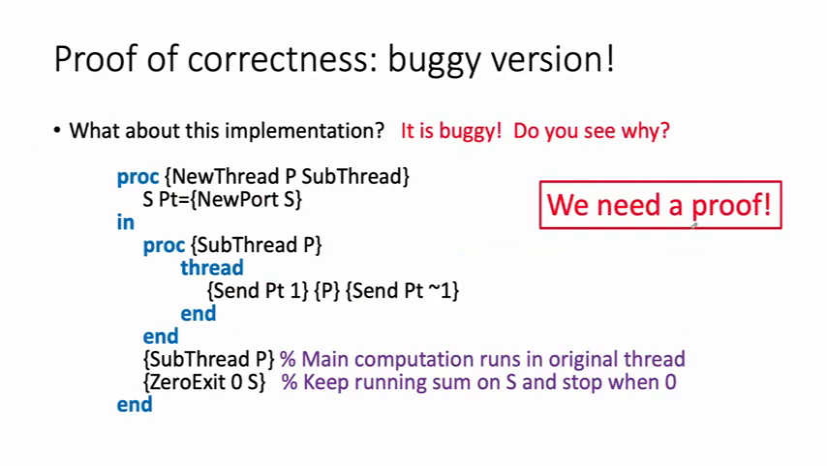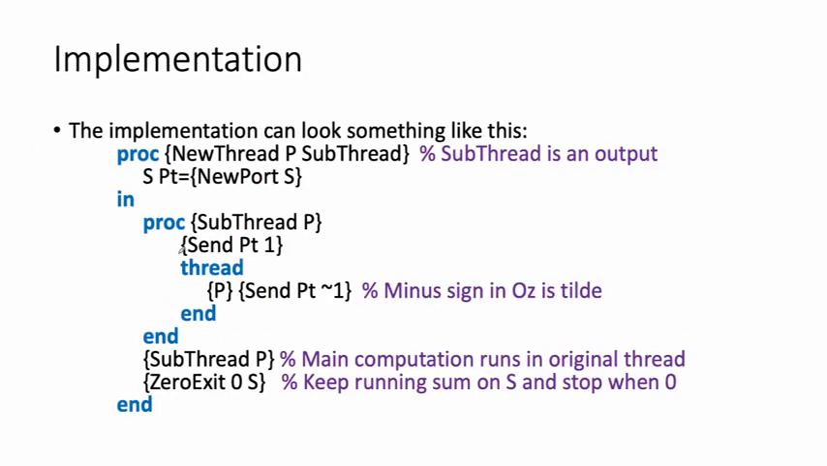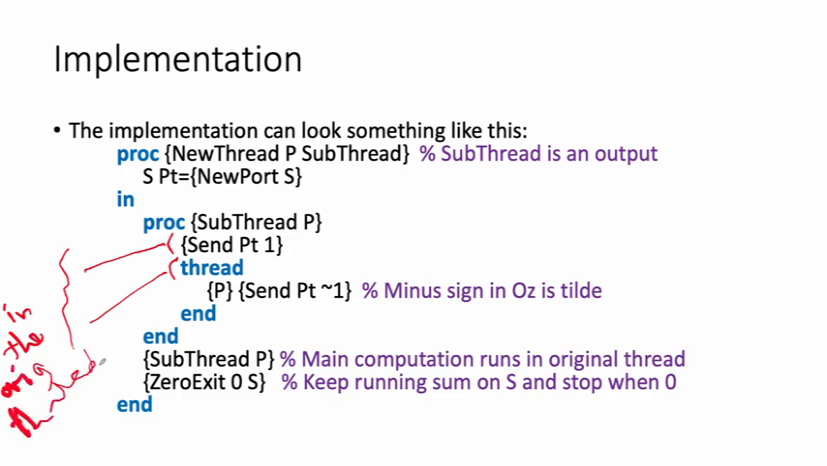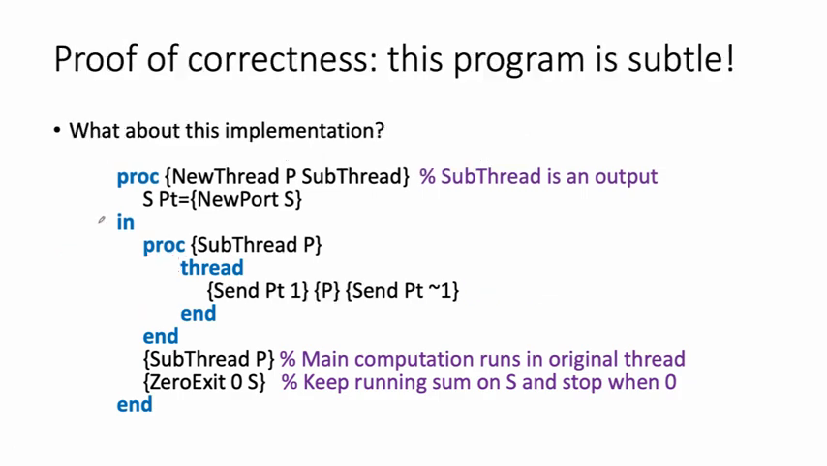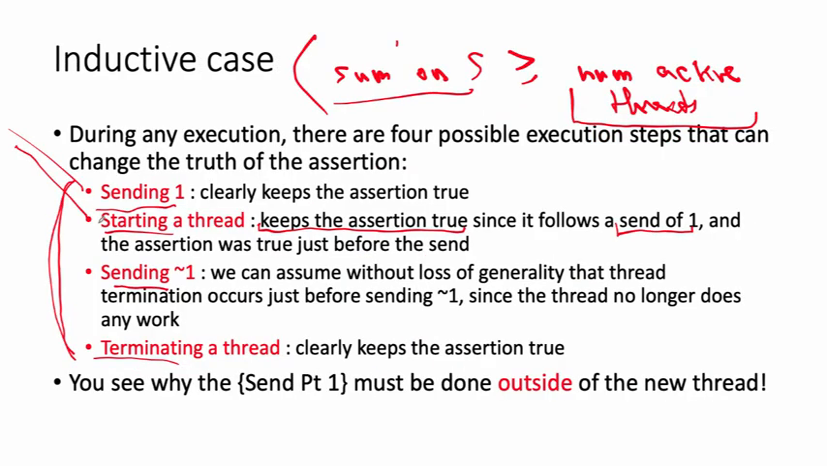Now notice, this is the start of a thread, this is a send of +1. Both of these are happening in the original thread. That means this send will happen before the thread creation. So when we start a thread, it must follow a send of +1. So the send of +1 has given us a margin.